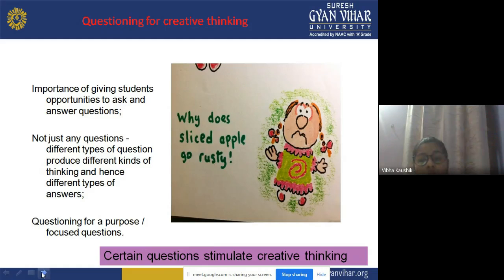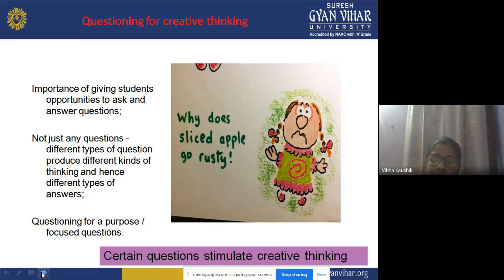Questioning for a purpose, focus questions. Now, your purpose should be to develop creative thinking among the students. Certain questions stimulate creative thinking. While asking the questions, you must think as a teacher that creative thinking should be developed among the students. Why does a sliced apple go rusty? These types of questions start the thinking process among the students, and they will give their answers according to their viewpoints.